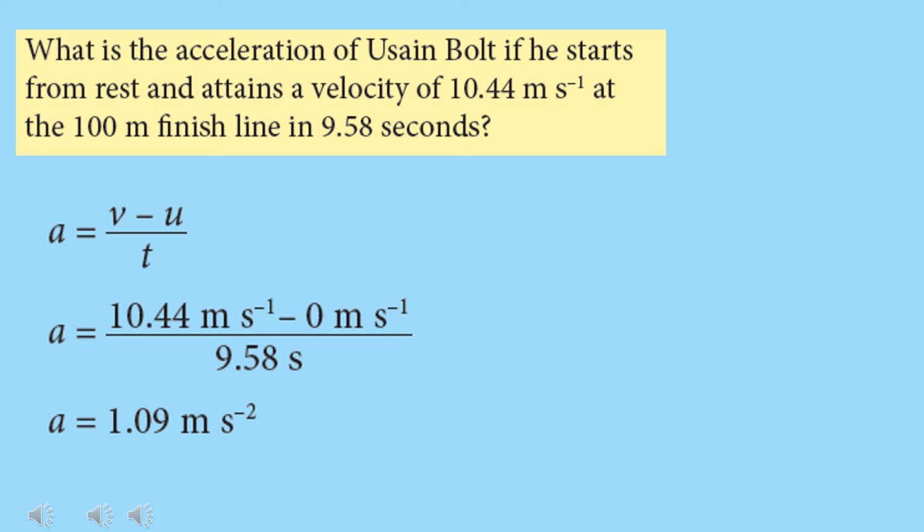To calculate acceleration, we must identify the final and initial velocity. The initial velocity is 0. The final velocity is 10.44. The time is 9.58 seconds. Acceleration is equal to 10.44 minus 0, divided by 9.58. The answer is 1.09 meters per second, per second. Use your calculator to solve the math. Wow. That's super fast.